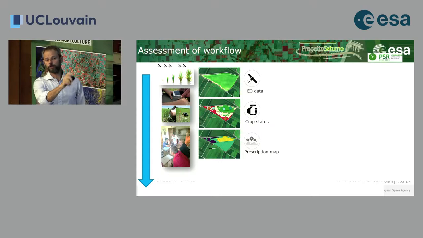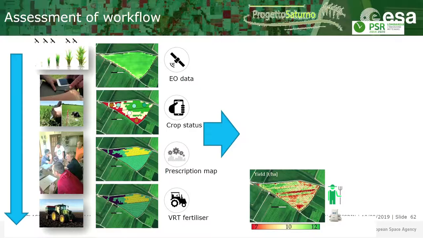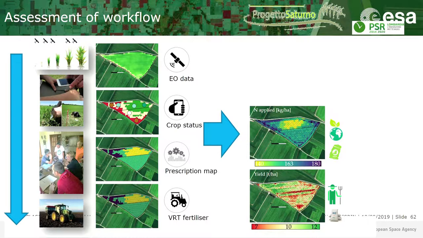Thanks to the relation that we saw before with the nitrogen index, we calculate a map of the nitrogen status, define the fertilization maps, put them in the tractor, and then after some months we observe the results. So these are the yield map results. This is the nitrogen applied. You can see we save a lot of nitrogen here in the variable part managed.